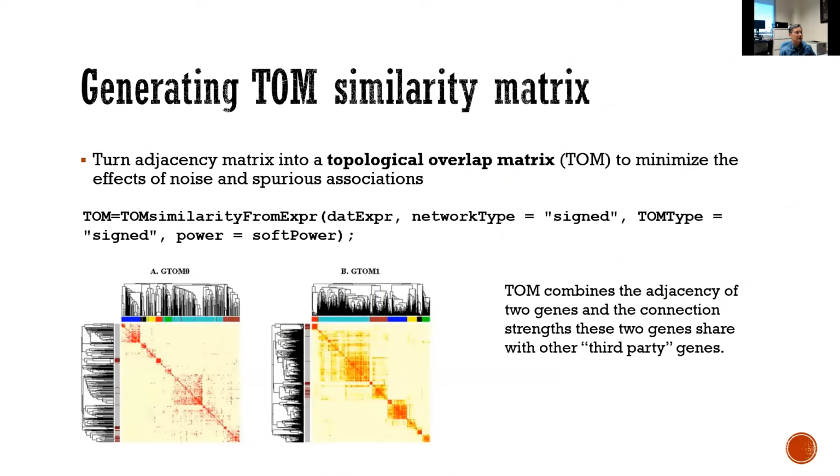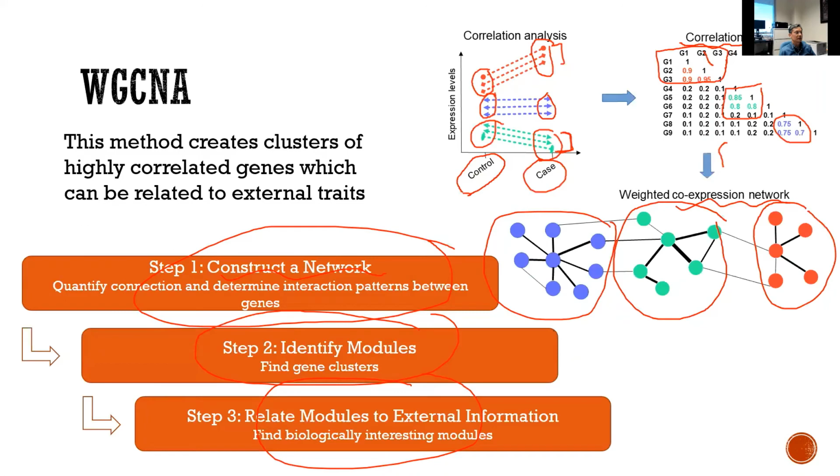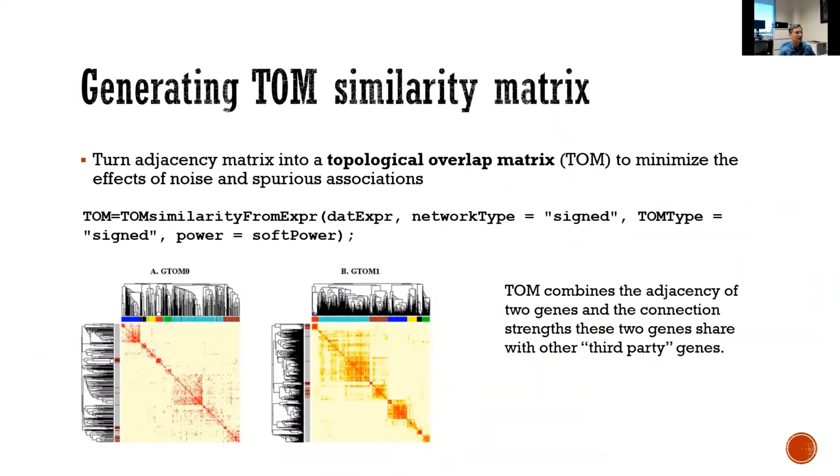In reality, the real biological signal is highly noisy, and you probably have a lot of false positives and false negatives. And then there's a way. WGCNA adopted the so-called TOM similarity matrix, using the concept of a topological overlap matrix to basically denoise.